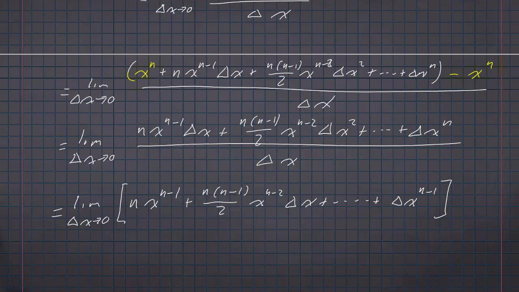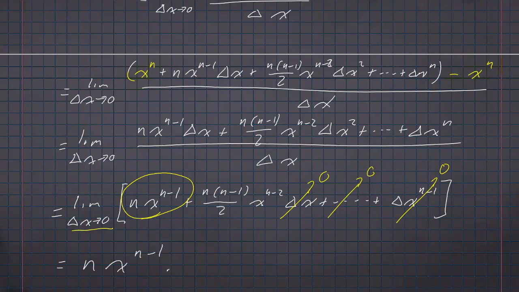And then here we have some magic occur because I am taking the limit as delta x goes to 0. So that's 0. And all the other terms that have a delta x squared and a delta x cubed and so on are all 0. And delta x to the n minus 1, 0 to any power is 0. The only term that is not 0 is this lead term, n times x to the n minus 1. That's what our theorem told us we would find. We have now found it. We have thus proven our theorem.